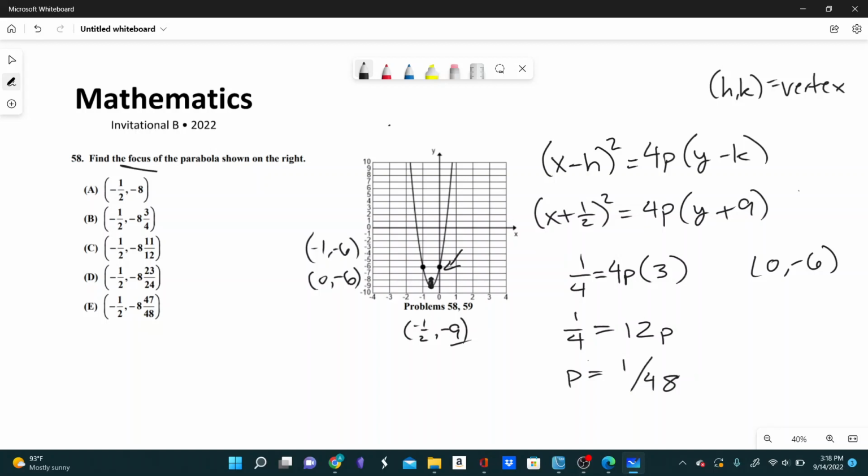As I'm looking at the answers, it looks like all the answers have an x-coordinate of -1/2. To find the y-coordinate, we take the -9, which is where it starts, and it goes 1 over 48 up, so plus 1 over 48. Then -9 plus 1 over 48 will give you -8 and 47/48 for your y-coordinate. So that's going to be answer choice E.